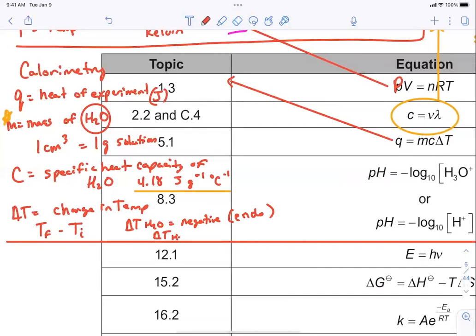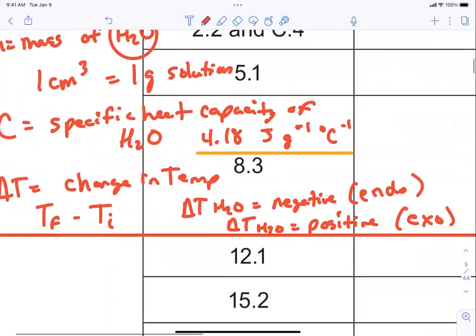If your delta T of the water is positive, that's exo, because if the temperature of your water is going up, that means your system's releasing heat into the water, and that's why the water is getting hotter. So it feels kind of weird, but you only measure the temperature of the surroundings. So whatever happens to the surroundings, that's the opposite of what happens to the system.